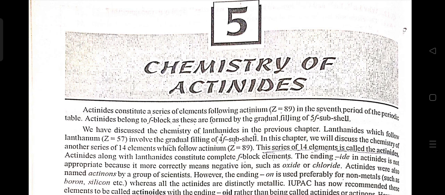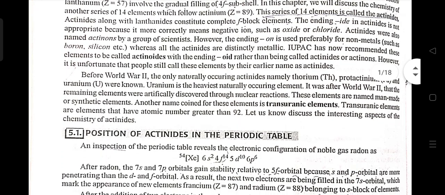The ending "ide" in actinides is not appropriate because it more correctly means negative ions such as oxide or chloride. Actinides were also named actanes by a group of scientists. However, the ending "on" is used preferably for non-metals such as boron, silicon, etc., whereas all the actinides are distinctly metallic. IUPAC has now recommended these elements be called actinoids, with the ending "oid", rather than actinides or actinons. However, it is unfortunate that people still call these elements by their earlier name, actinides.